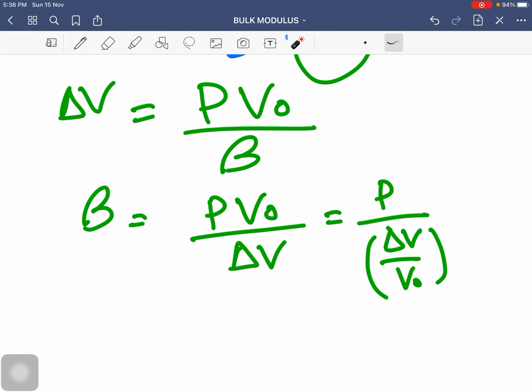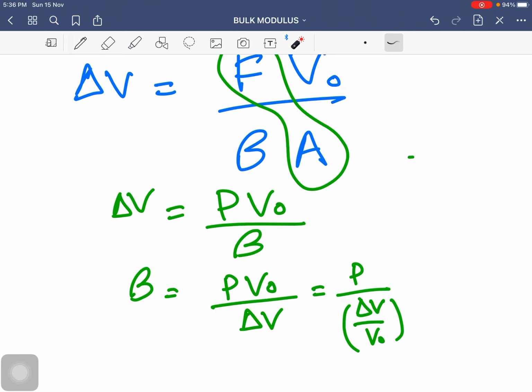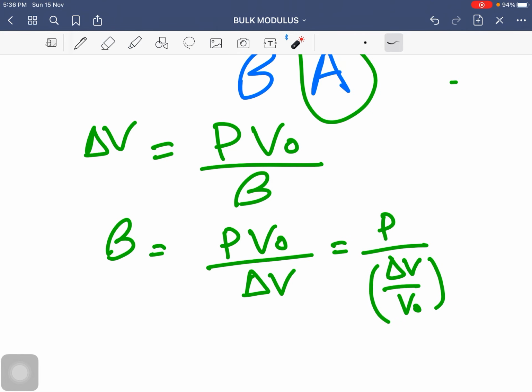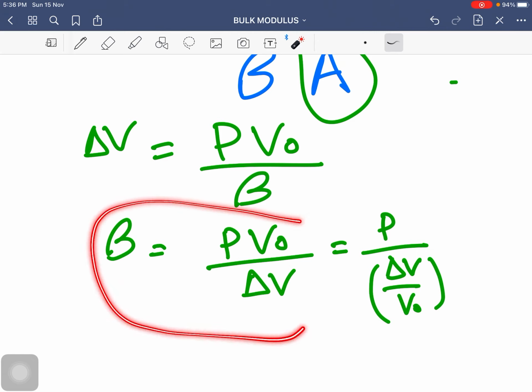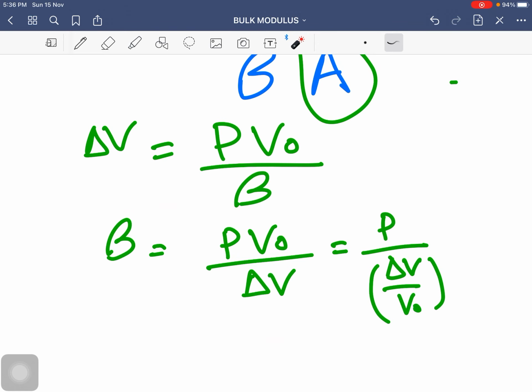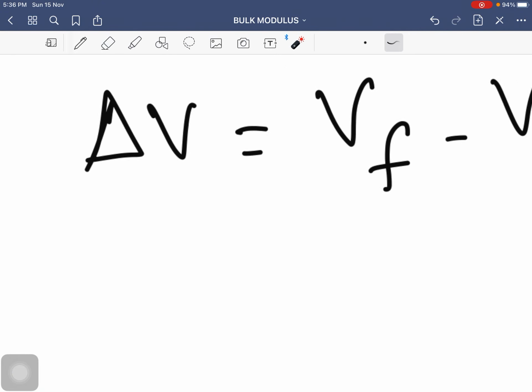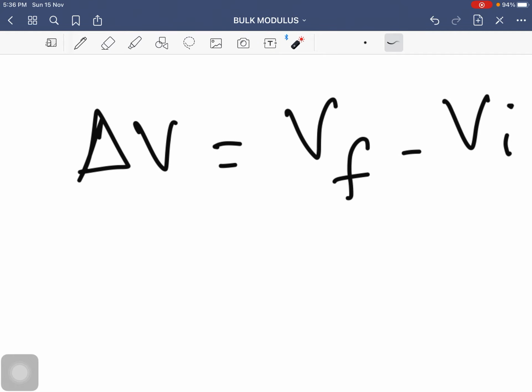Alright, so it comes from the equation here. Okay, we substitute force over A as pressure in a fluid. So the equation of the bulk modulus becomes pressure times V0 divided by delta V, or we can rearrange that P equals to delta V over V0. Remember that again. Okay, earlier we discussed that delta V must always be negative, isn't it?